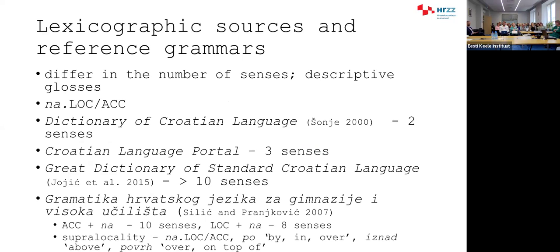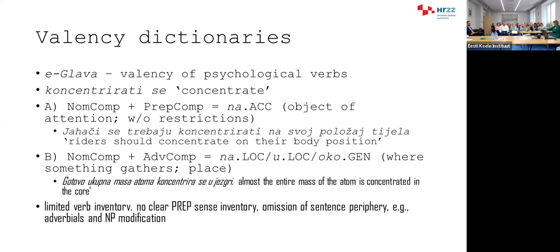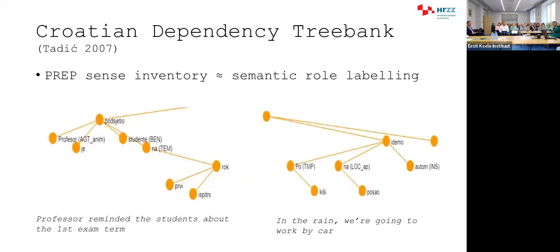Now, very briefly, we looked at different lexicographic sources and reference grammars. They differ in the number of senses. We can't just use one or the other. Some posit two, some posit three, some posit 10. So we will consult them. We also looked at valency dictionaries. This is one called E-glava, where you can find some useful information, right? Like when it's a prepositional complement, it's the object of attention in the sense; an adverbial is a place. But it has a limited verb inventory, psychological verbs, doesn't focus on preposition sense inventory, and basically omits sentence periphery, discourse markers, the broader things that go over a sentence, so to say.